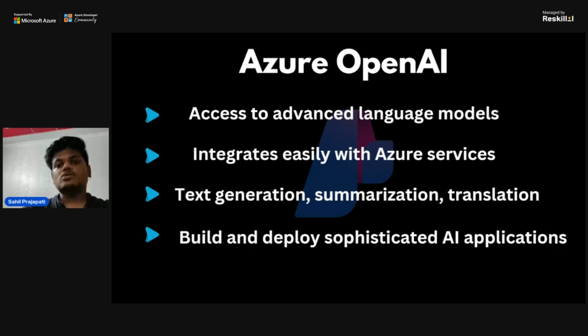You can also use the Azure OpenAI to build and deploy sophisticated AI applications, such as using Azure OpenAI models for having a text translation from an image, or having a text translation from different types of PDFs and large CSV files, Excel files, and etc.